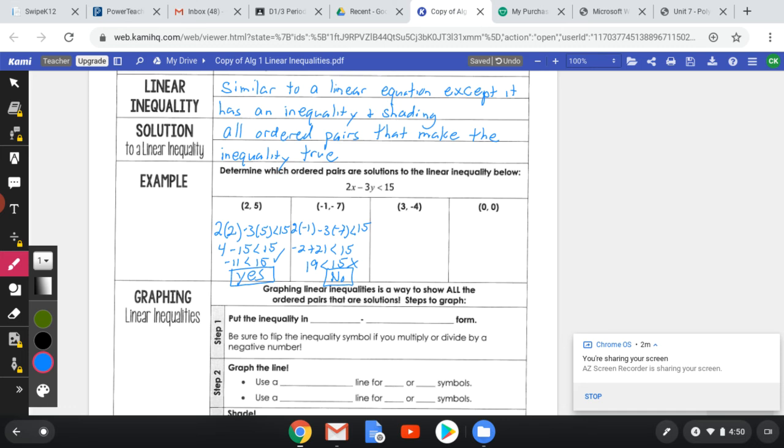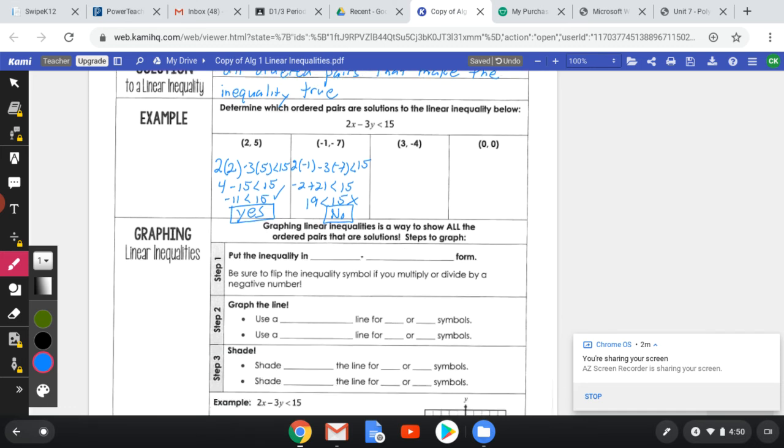So how can we represent it graphically? Graphing a linear inequality is just a way to show all the ordered pairs that are solutions, so you don't have to keep guessing. The steps to graph: step 1, you want to put the inequality in slope-intercept form. Remember, slope-intercept form is "y = mx + b." I put it in quotes because there's not an equal sign, it's an inequality symbol. If you remember the chapter we did on solving inequalities, those same rules still apply. If I'm dividing or multiplying by a negative, you flip the inequality symbol.